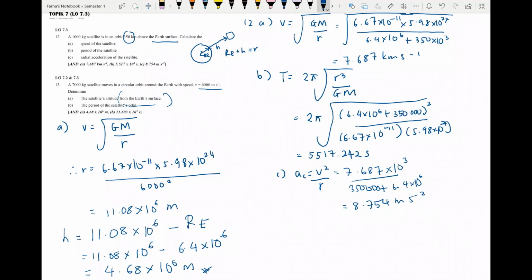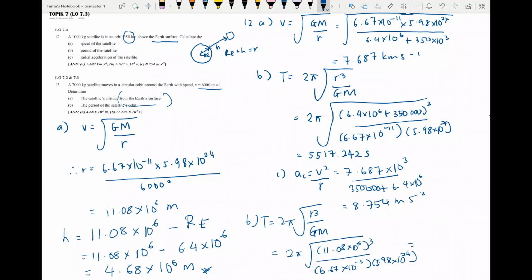Then we need to find out the period of the satellite orbit. So we use T equals 2 pi square root of R cubed over GM. Okay, we substitute all the values, then we get the answer 11.603 power of 3 second.